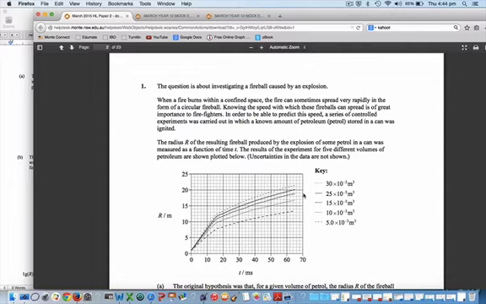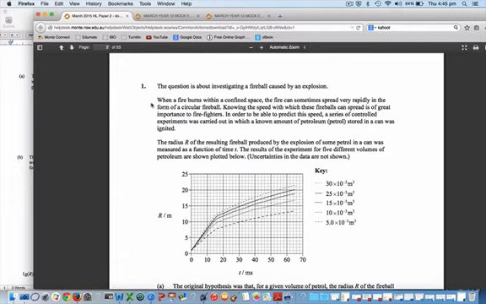Typically they're going to involve at some point or other looking at a graph and calculating a gradient and trying to figure out what the physical meaning of that gradient is. Let's have a look at this one. The question is about investigating a fireball caused by an explosion. When a fire burns within a confined space, the fire can sometimes spread very rapidly in the form of a circular fireball. Knowing the speed with which these fireballs can spread is of great importance to firefighters.